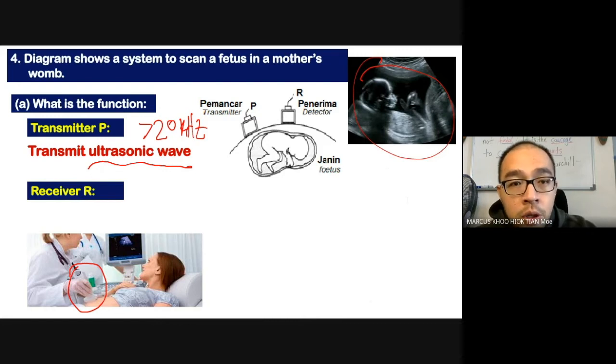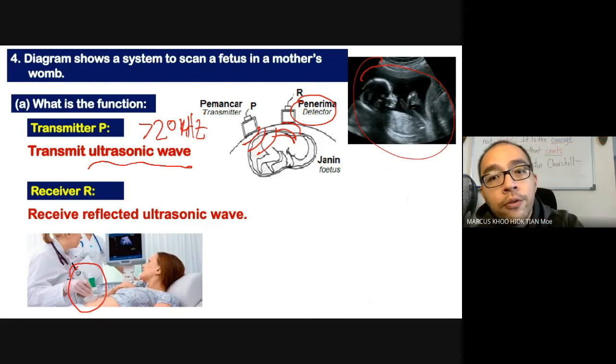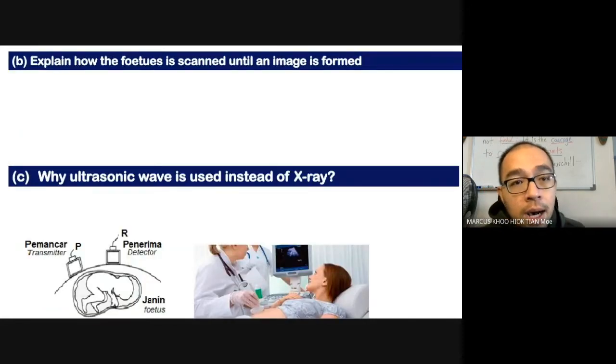Now, the waves are going to be transmitted over here. The waves are sent, and because they hit a reflector, which is the fetus, they are reflected back towards the detector. So the receiver's function is to receive the reflected ultrasonic wave. So transmit, receive, transmit, receive. Now let's talk about how the fetus is scanned until an image is formed.